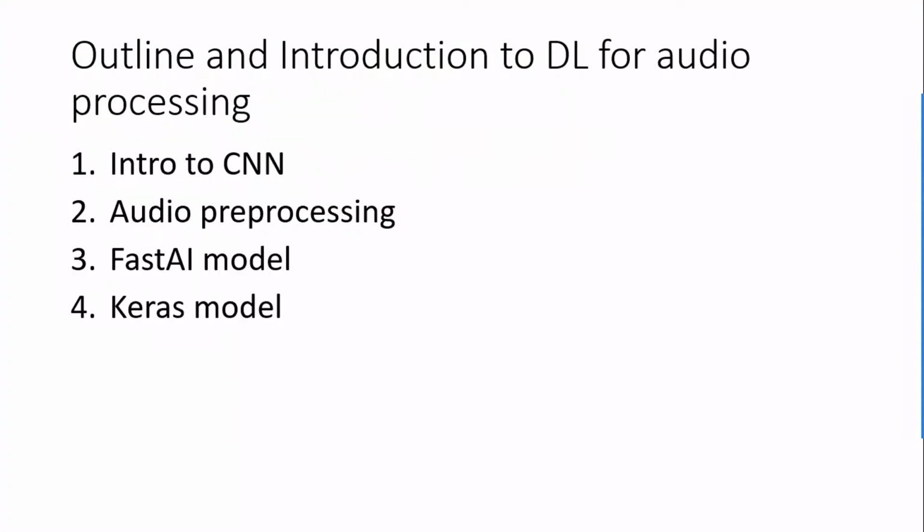So the outline is the following. First, we are going to do a brief introduction to deep learning, and in particular to convolutional neural networks. Then we are going to do a pipeline for audio preprocessing. We are going to code it with Python. Then we are going to prepare a FastAI model to do audio tagging. And lastly, we are going to employ a Keras model also to do audio tagging.